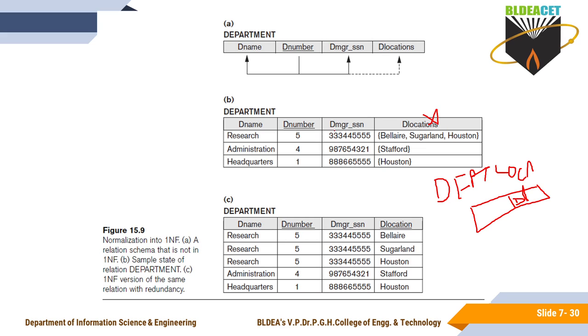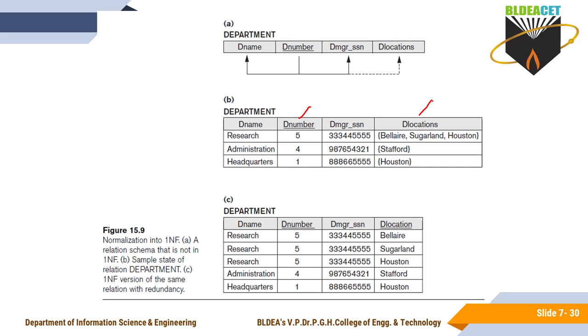So in this table, which one is the primary key? D number is the primary key here. So department location is the new table, and its attributes are D number and D location. Now if I create this, I divide it into two relations. One relation has D name, D number, and manager assistant, and the other relation, which I call department location, has the attributes D number and D location.